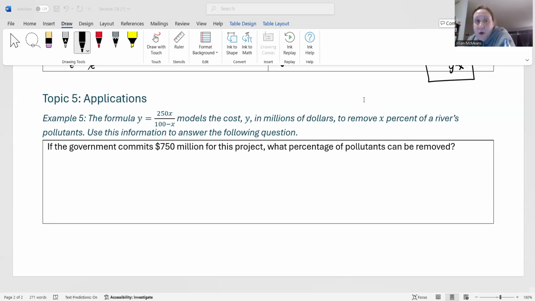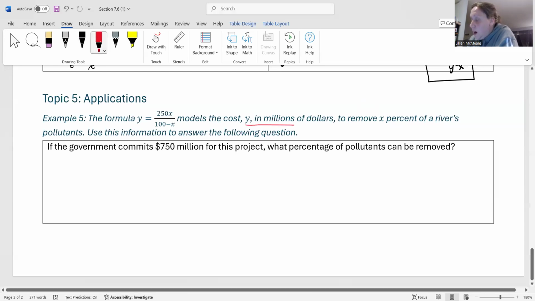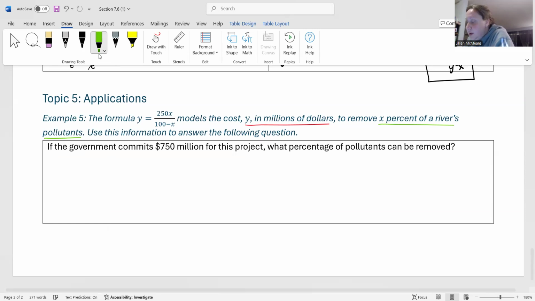So example 5, it says the formula y equals 250x over 100 minus x models the cost y in millions of dollars. So let's make note of that, the cost y in millions of dollars to remove x% of a river's pollutants. Use the information to answer the following question. Okay, so we know that we've got y equals 250x over 100 minus x, where y is the cost in millions to remove x% of a river's pollutants. So y is cost, x is the percent of pollutants in a river that are removed. So if the government can commit 750 million for this project, what percentage of pollutants can be removed?